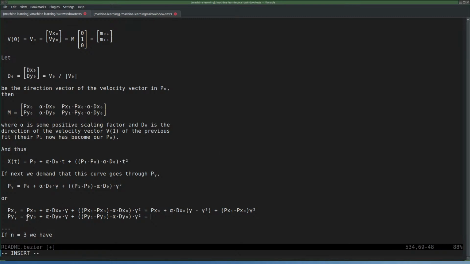I'll do it again. Double check. Alpha times that times gamma. And then this is, yeah, it's just what it is, right? Just minus that. Alpha, yeah, times gamma squared. Plus that times gamma squared.